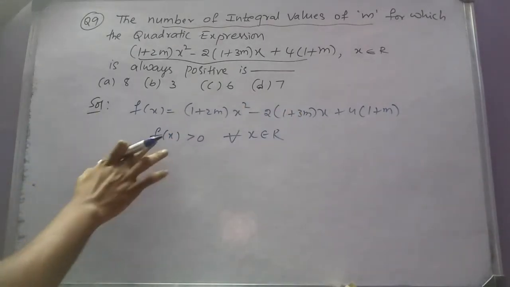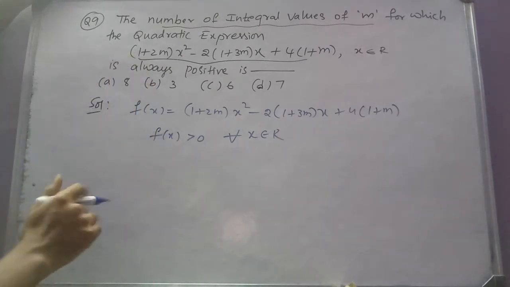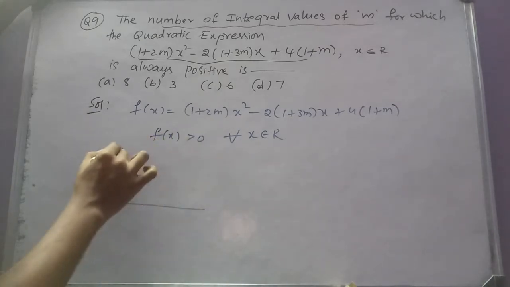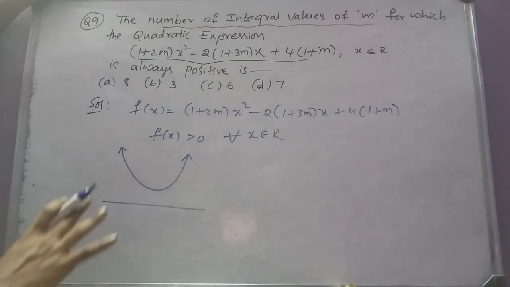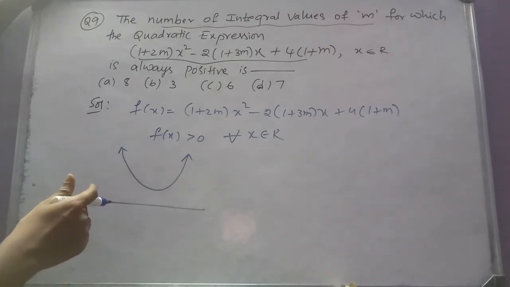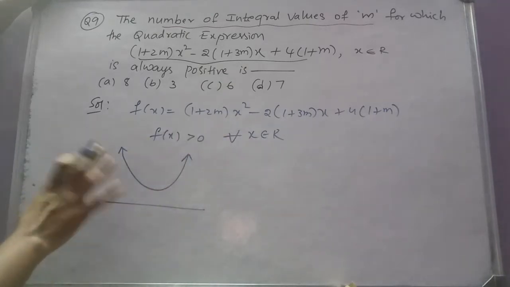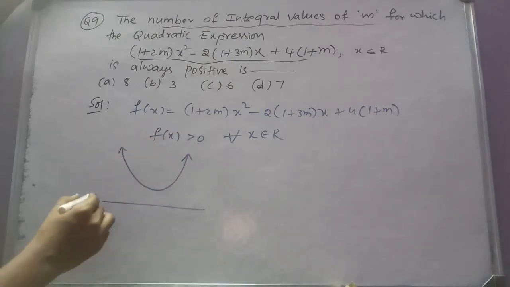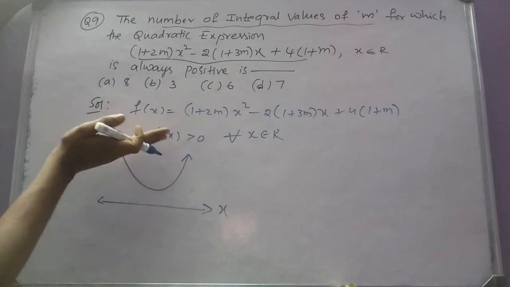And dear students, f of x means it is a parabola, correct? And that too, for all inputs, f of x must be greater than 0, means it must be an upward parabola. There are no other possibilities. Because if you take a downward parabola, then f of x cannot be greater than 0 for all inputs. It must be an upward parabola. What is the meaning of it? If f of x is greater than 0, that means what? For all inputs, f of x must be above the x-axis.